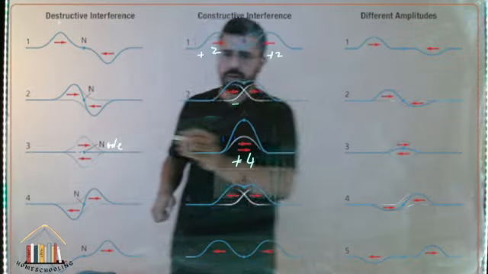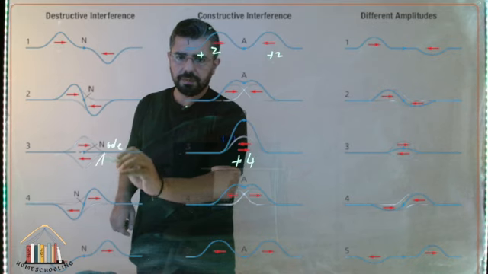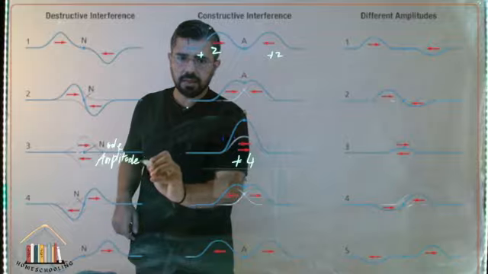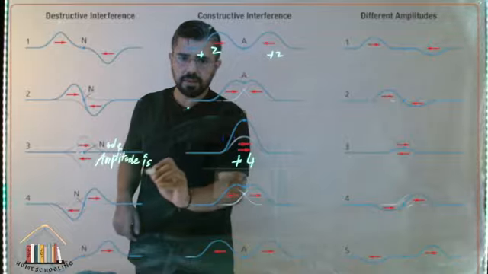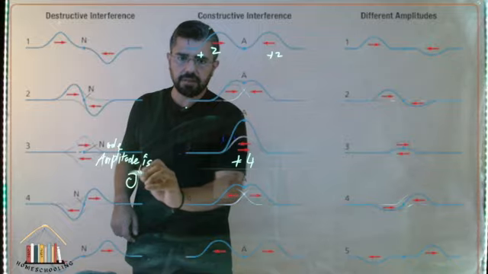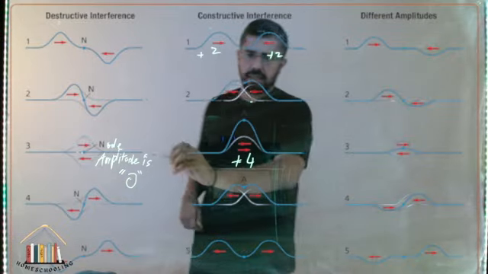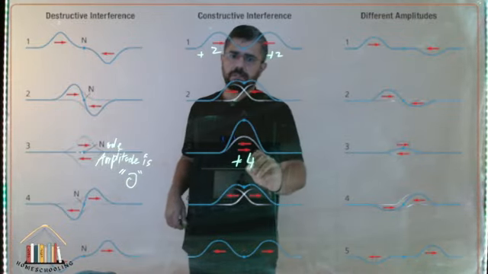All right, here I forgot to mention the amplitude is 0, having no amplitude. Why? Because it's a destructive interference. Here the amplitude is 0. Here the amplitude is 4.